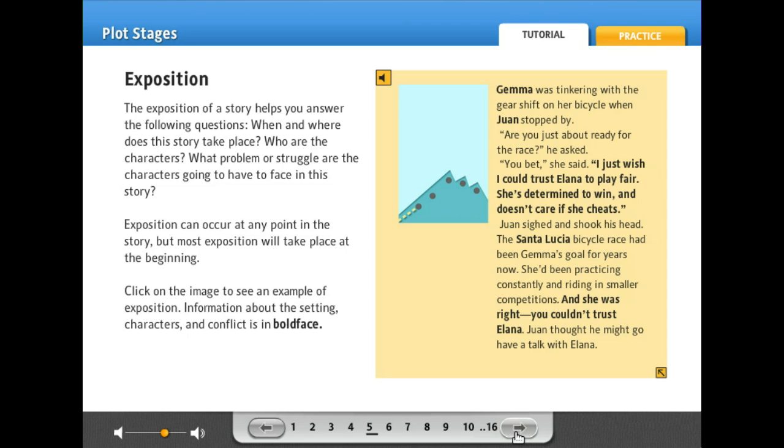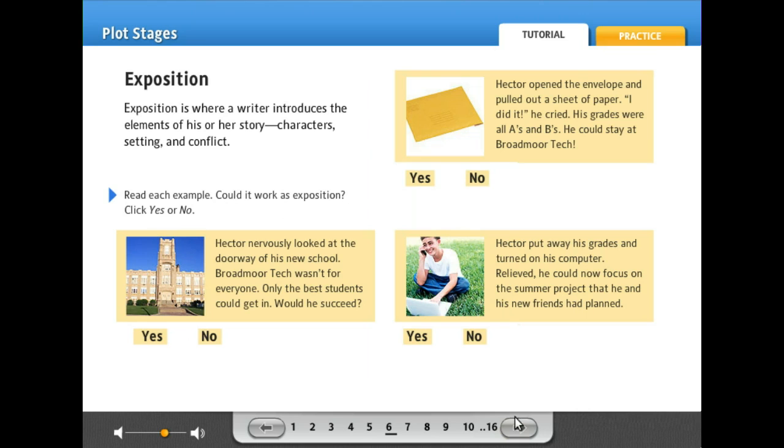She'd been practicing constantly. Exposition is where a writer introduces the elements of his or her story: characters, setting, and conflict. Read each example. Could it work as exposition? Click yes or no.